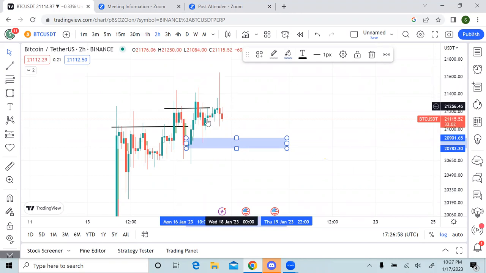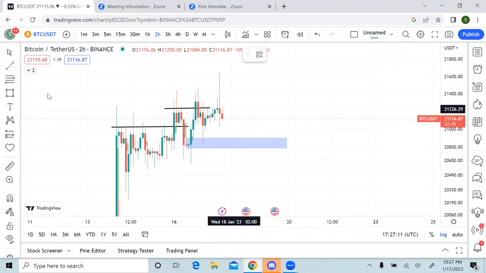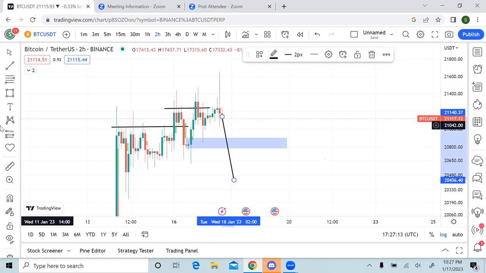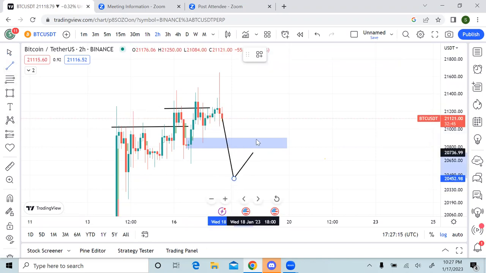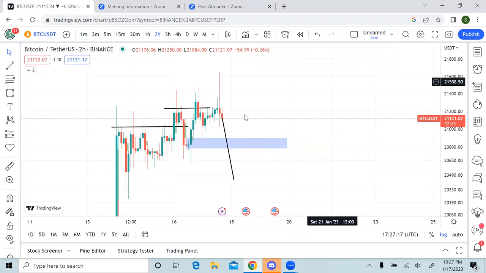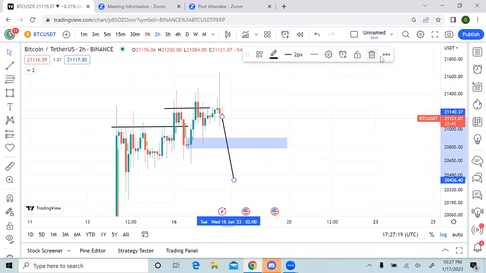But be cautious. After this higher high, higher low created, it didn't create a new high. So this order block might fail. And after failure, it broke down like this one, and this order block turned into a breaker for shorts. So be careful on this one here.